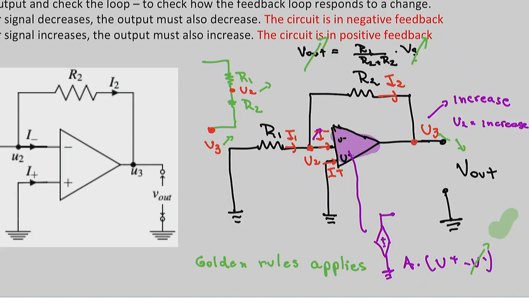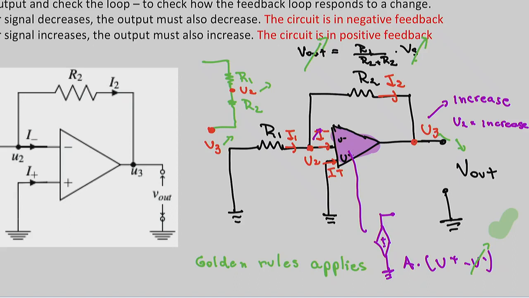And the output also increases. Isn't that positive feedback? I understand why it's negative feedback, but I'm just confused, by the definition. I will tweak the output a little bit. Let's pretend that the voltage out is going to be increased.